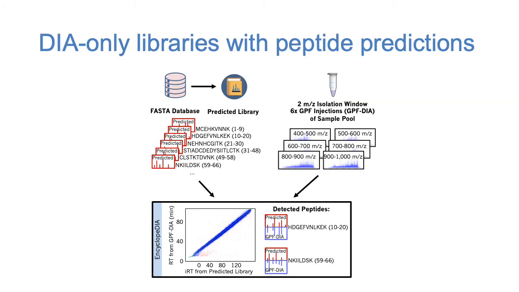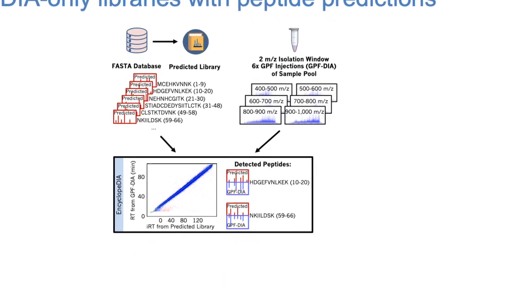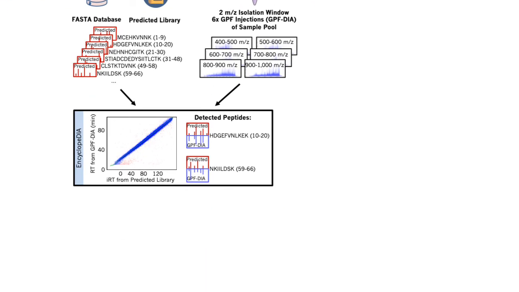We collect these 6 injections on a sample pool made from a sub-aliquot of each of our quantitative samples. We then search them using either a FASTA database directly with the Pecan search tool or with predicted fragmentation patterns using the PROSIT tool for every possible tryptic peptide in that database. With effectively 2 m/z wide windows, even if the retention times and fragmentation patterns are a little off, these injections are so clean that it's very easy to detect peptides from them.